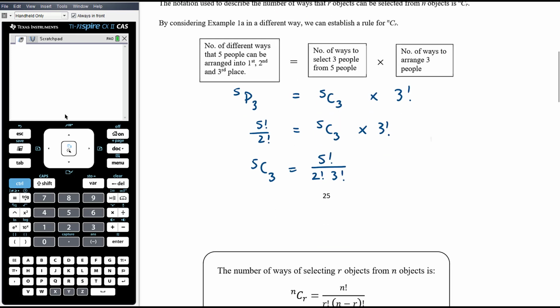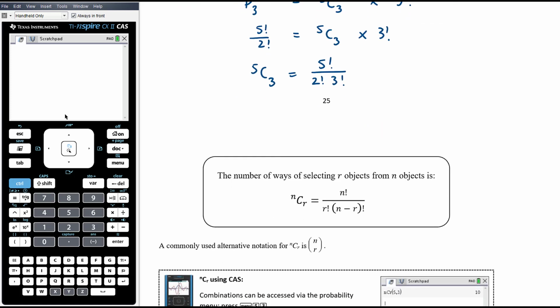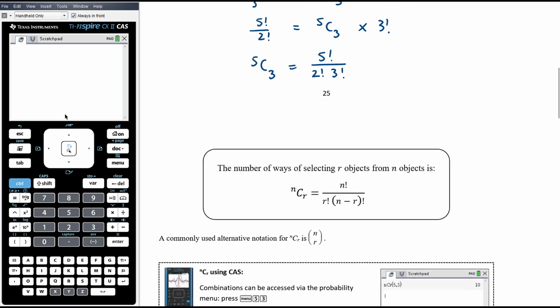Okay, and we can generalize that. nCr is n factorial divided by r factorial times (n minus r) factorial. Essentially that is the selections, and then we're also dividing by r factorial to reduce the fact that it doesn't matter what order we choose those r things in.